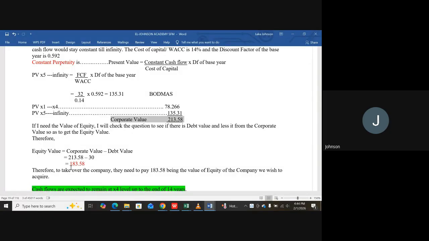then you, is it multiply? Yeah, discount it by the cost of equity. I mean to say, you discount it by the cost of equity.